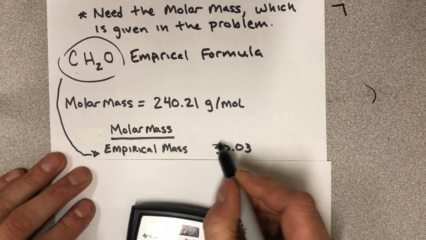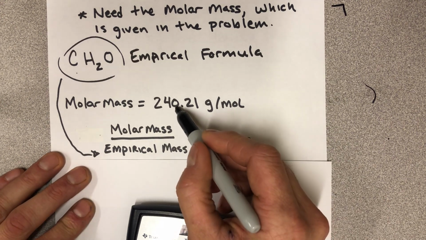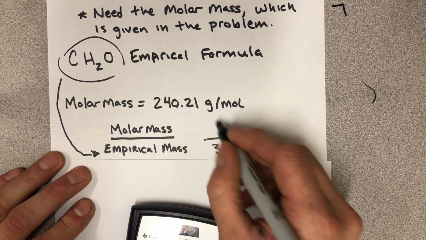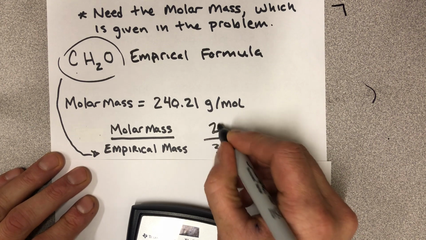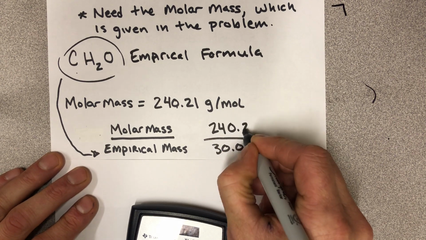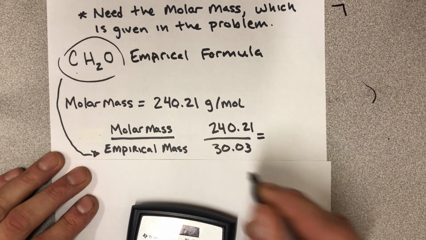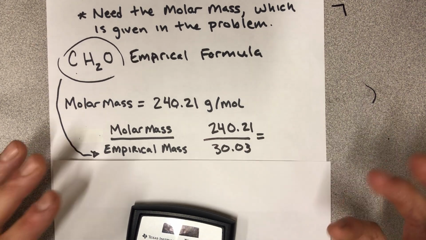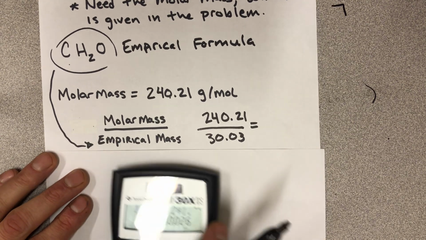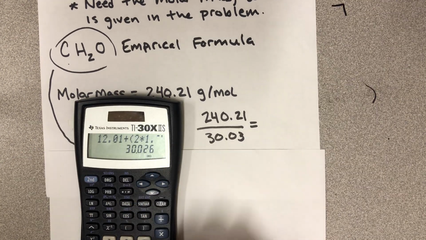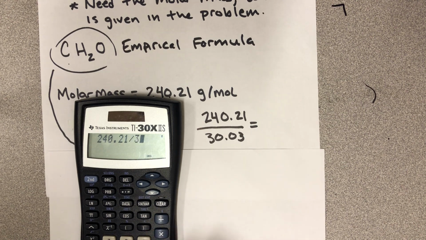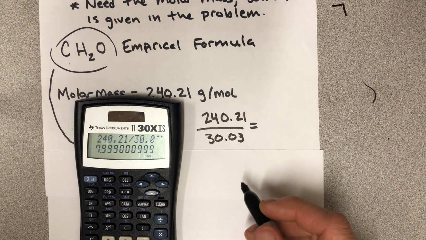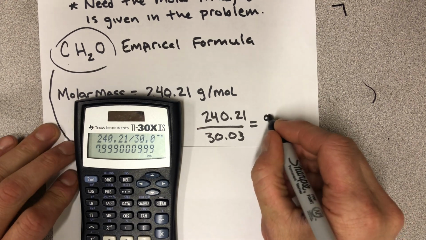Okay, and then we're going to take the molar mass, which is given to you in the problem here, and put it as the numerator, 240.21. Okay, we're going to divide these things, and hopefully that gives us a whole number. It should. They're designed to give you a whole number answer. So let's just make sure this is going to work. So 240.21 divided by 30.03, and that gives you 7.999. I'm going to go ahead and call that 8.